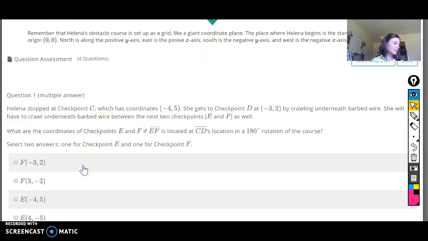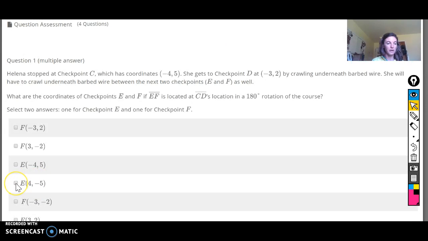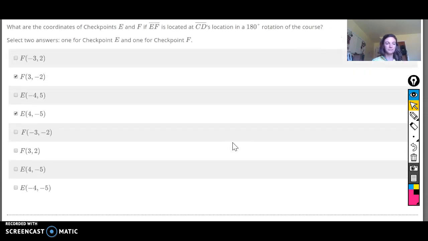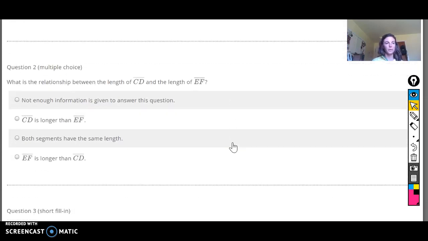So again, my points are at +4 and -5 and +3 and -2. Make sure you get those right because there's a lot of positives and negatives floating out there. Okay, question 2. What is the relationship between the length of CD and the length of EF? Well, if it's simply a rotation, and we took CD and we rotated it, we're not changing the length of that line at all. So they are exactly the same length.